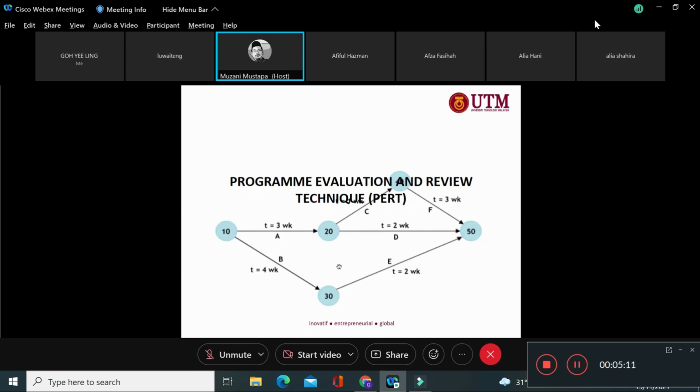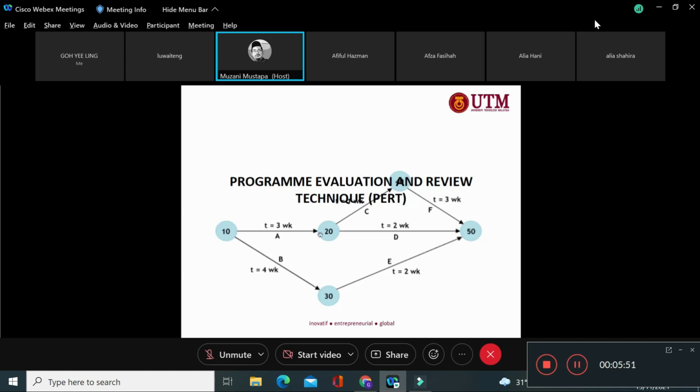A is a predecessor for D, and the predecessor of C is A. Let's say the predecessors of D are A and B. You cannot put A and B together in the same line, so you have to put another dummy line to show that B also has a relationship with D. This is the purpose of the dummy.